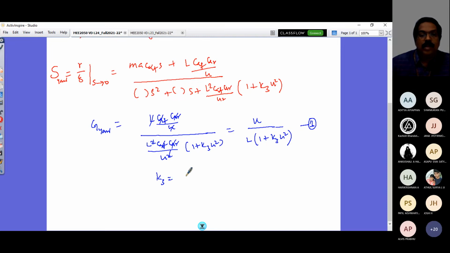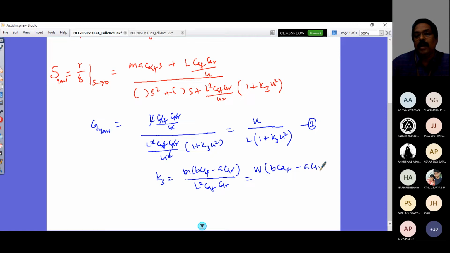So K3 here is called the stability factor, and that's given by M into B C alpha F minus A C alpha R by L squared C alpha F into C alpha R. So I can rewrite this as this. So this mass I want to replace by total weight of the vehicle. So it's W into B C alpha F minus A C alpha R divided by G into, because I have here W, so divide by G, so that becomes mass, L squared C alpha F C alpha R.